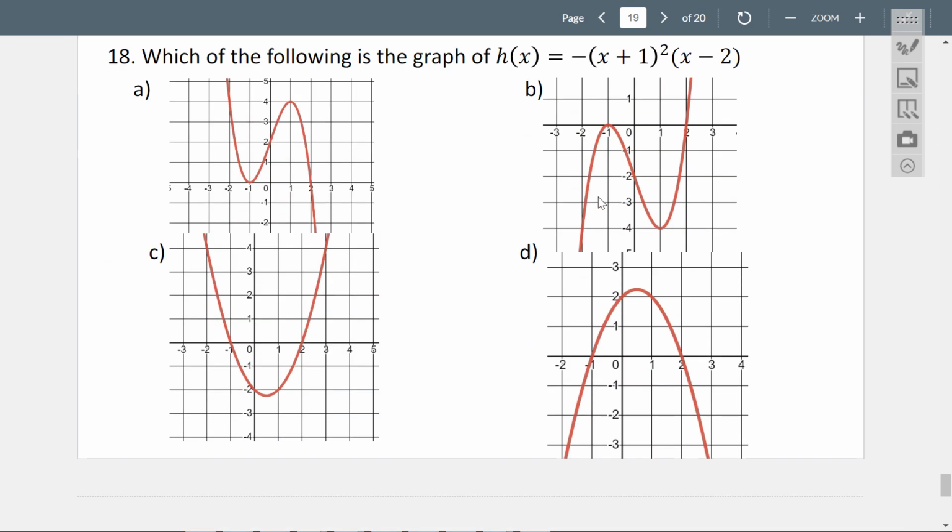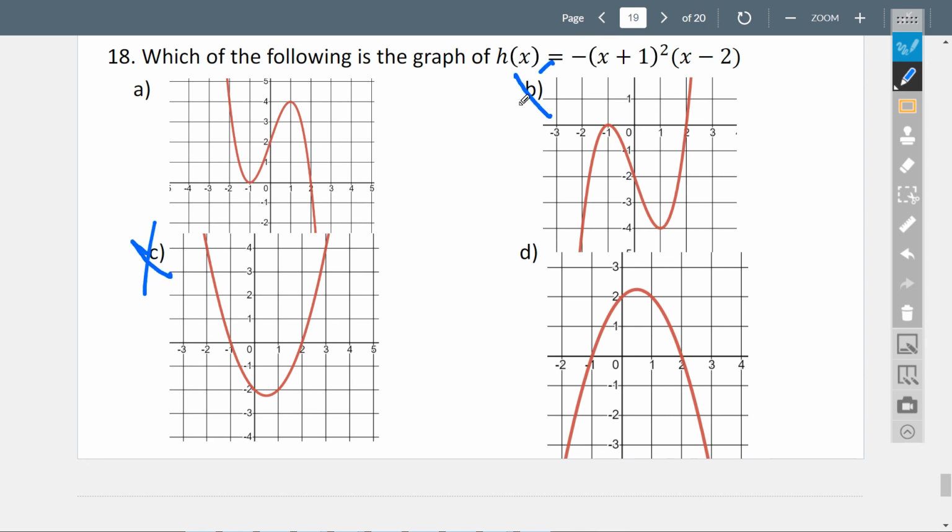Number 18, which of the following represent this graph right here? Well, x plus 1 squared, x minus 2, and it's got a negative in front, so the right side will be going down. So because it's got a negative out front, the right side will be going down, so it's not C and it's not B. So at x plus 1 squared, that means it should be touching at negative 1. And at D, it's crossing through at negative 1, so that one's not correct. Since we have this squared here, it should be touching at negative 1, so A is going to be our correct answer here.